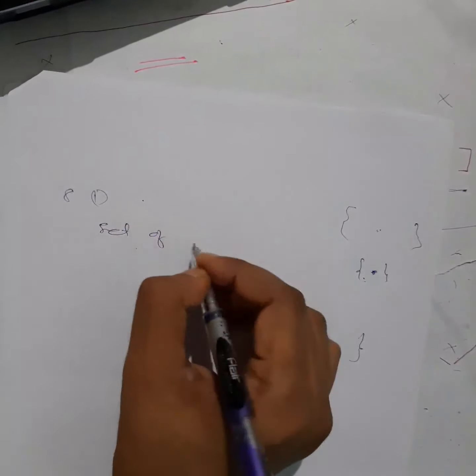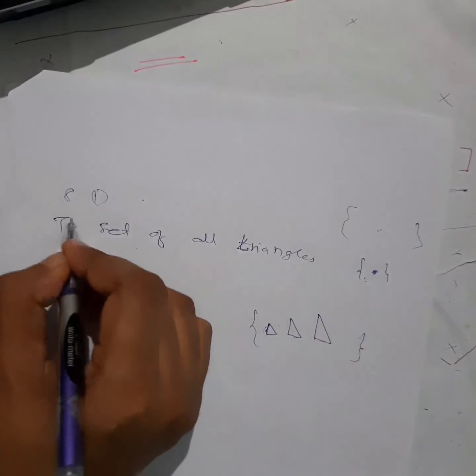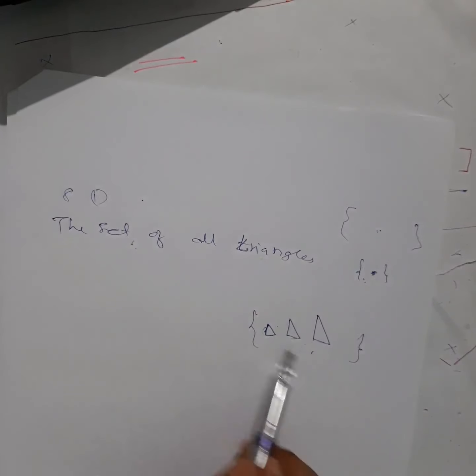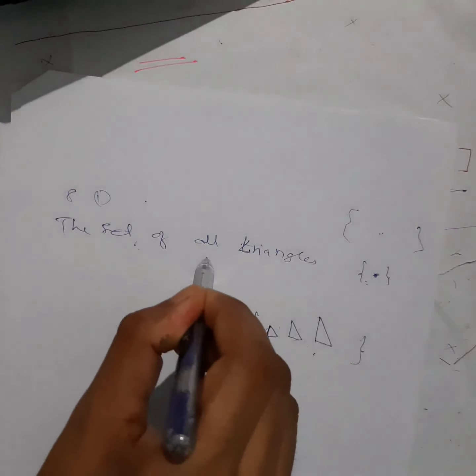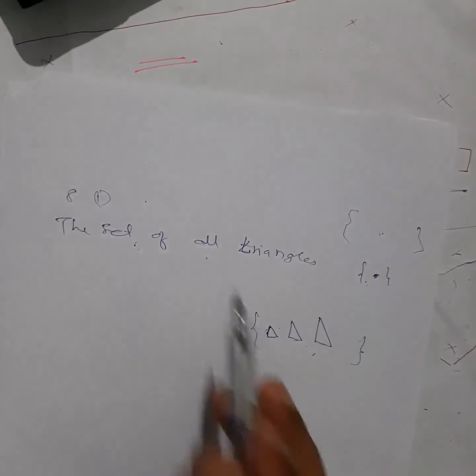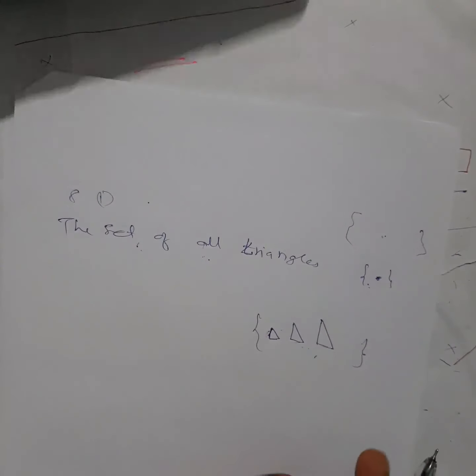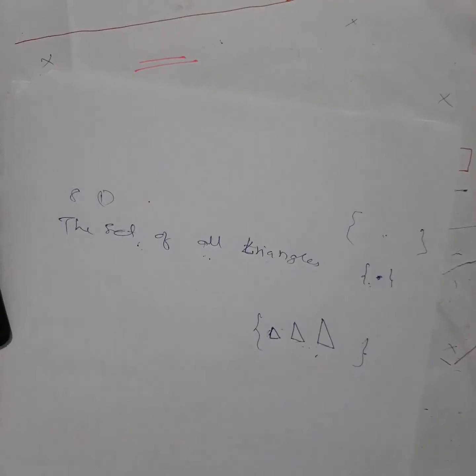When I say set of all triangles, this will be bigger than this one or not? When I say the set of all triangles, it means whatever right-angled triangles you have, whatever elements you have, will be there in this set. And other than this, isosceles, equilateral, whatever triangle you have, all will be there in this set. So this will be the universal set for this. You just have to mention a set bigger than the set given.